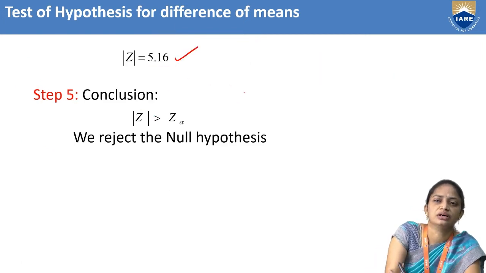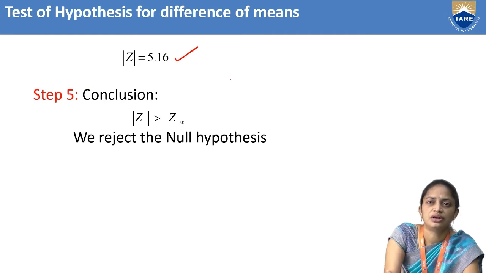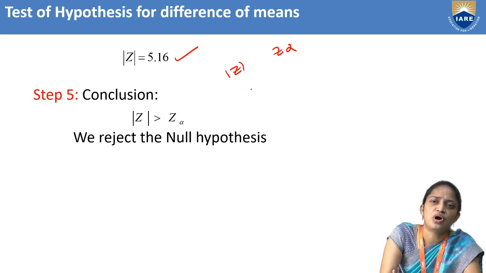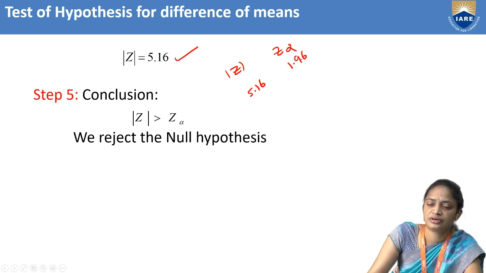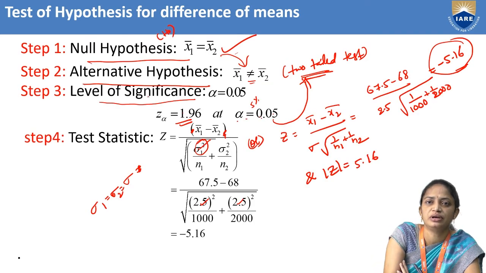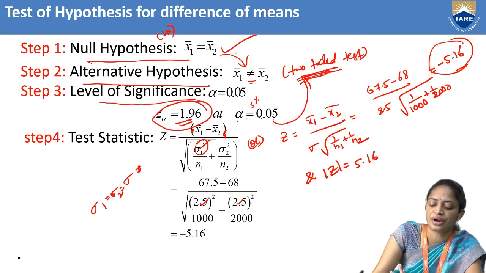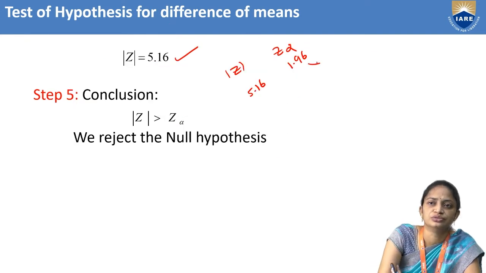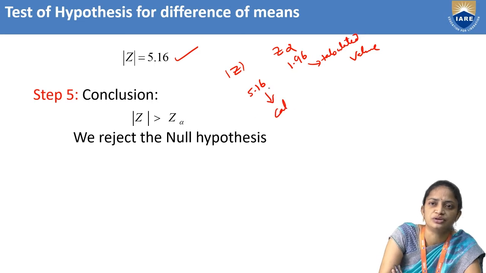Now in the conclusion, we find whether it is less than or greater than. Mod z is 5.16, and what about z alpha? We wrote it in the third step, level of significance: alpha equal to 0.05 in a two-tailed test is z alpha equal to 1.96. That is the tabulated value. The other value we calculated now using the formula, so it is the calculated value.